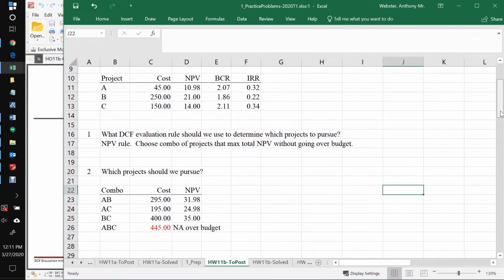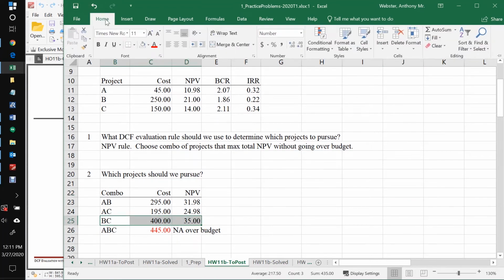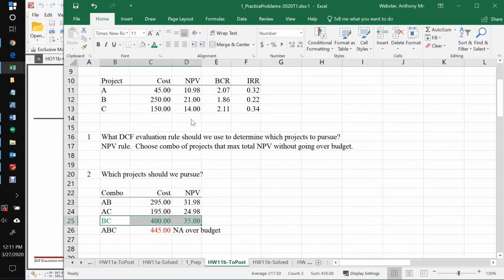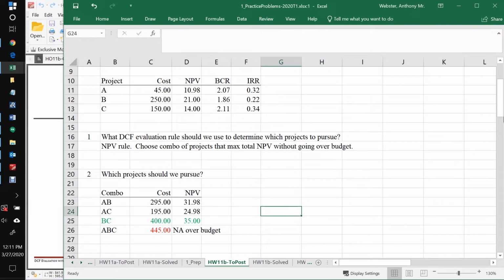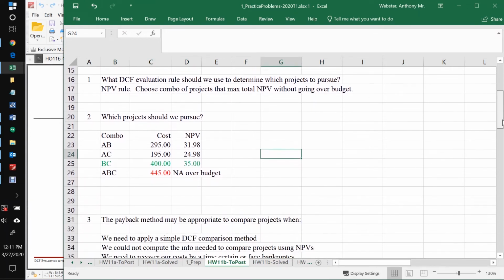So given all the plausible combinations, I think the thing we'd want to go with, in fact, I know the thing we'd want to go with is B and C. So we'll put in a green, good for that, happy for that, and that would be our answer. We would choose B and C.